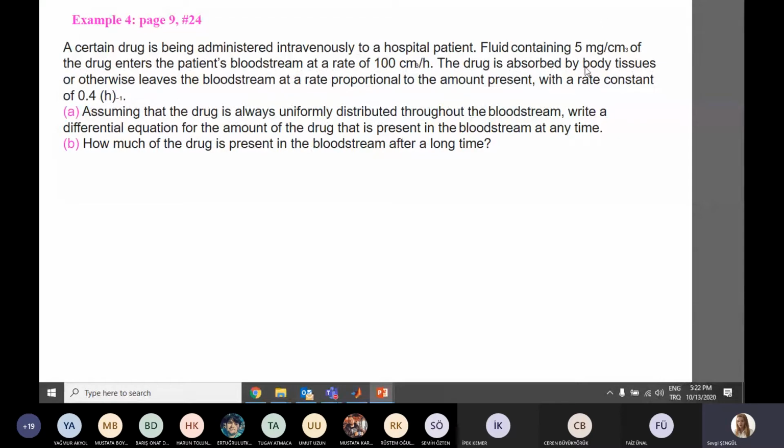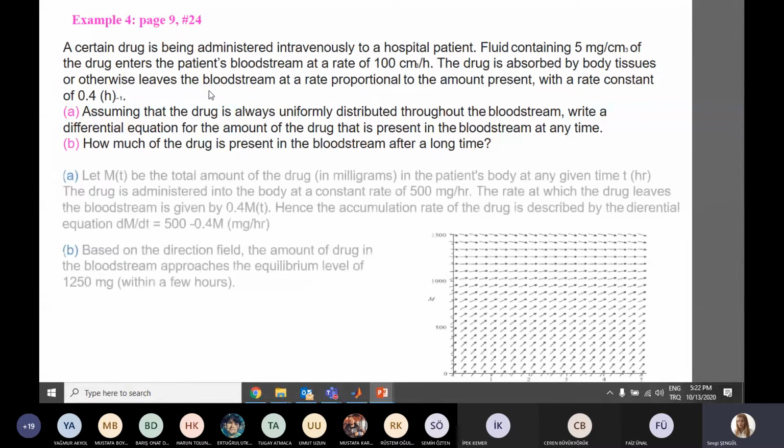And also this drug is absorbed by body tissues and leaves the bloodstream at a rate proportional to the amount present with a rate constant 0.4. So incoming drug is 500, outgoing drug is 0.4 times the amount present. If we call the amount of the drug M, then dM/dt will be 500 minus 0.4 times M. So this is another model for the drug amount.